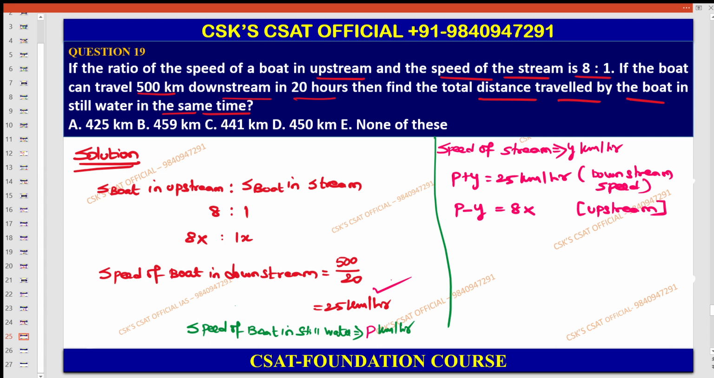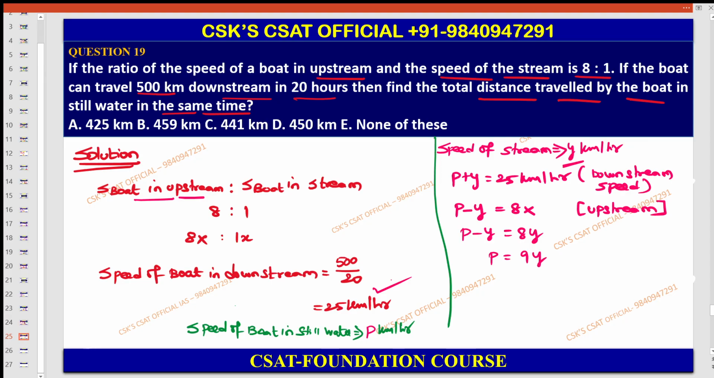now try to understand. We have to find the distance traveled by the boat in still water. So for that, what do you need to find out? You need to find the value of p. So now try to understand: 8x is nothing but the speed of the boat in upstream. So now you need to replace this x with y here. Why? Because the speed of the stream is y. So therefore p minus y, so therefore p is equal to 9y.